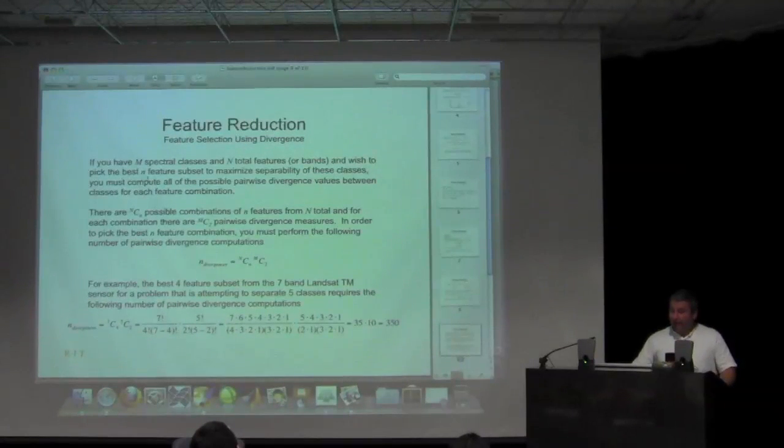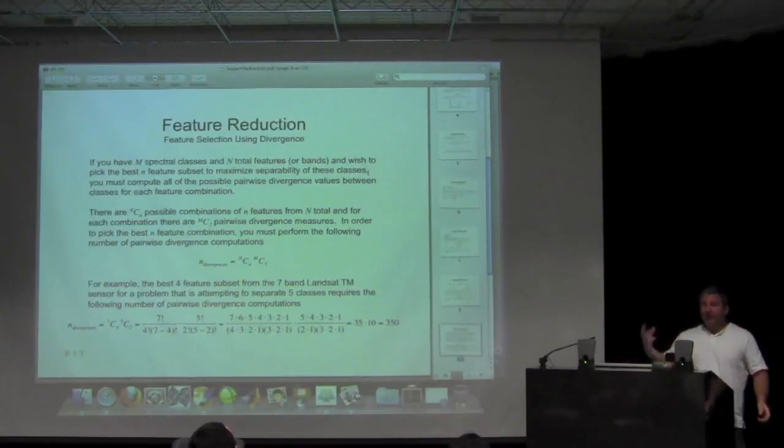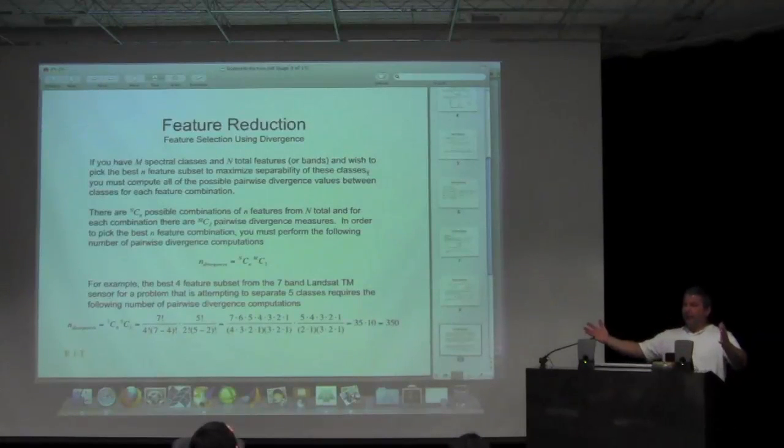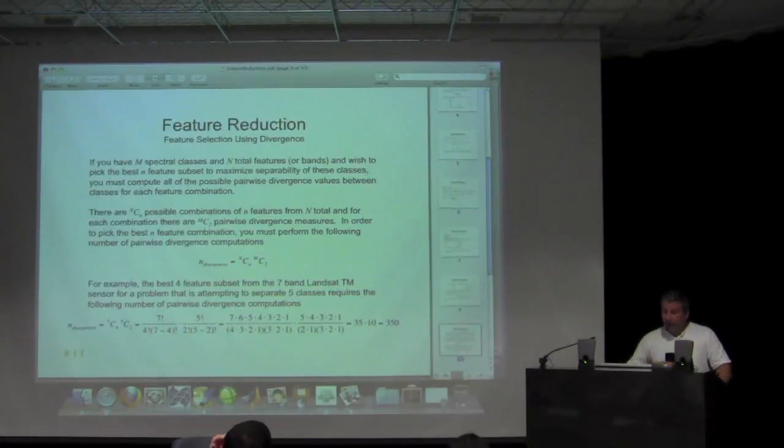And you wish to pick the best little n feature subset to maximize the separability of these classes. So, how many little n features do I pick out of big N total to be able to separate these m class types best? Right? That's the problem that we're going to look at. You have to compute all the pairwise divergences between those classes. So what do you wind up having to do?